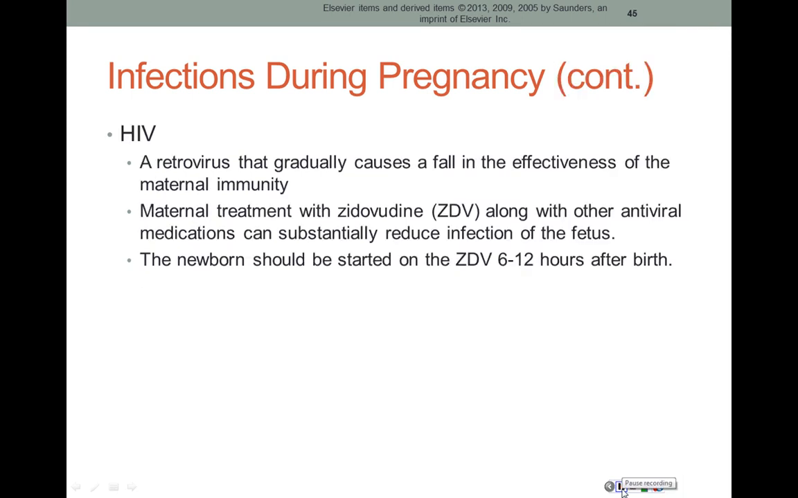HIV could be a concern as well, because there is greater than 30% chance that mom can give the virus to her fetus. So we need to make sure that if she actively has HIV, that she is being treated with zidovudine along with other antiviral medications to help reduce the chance of infecting the fetus. And then once the baby's born, we have to start them on the medication as well.